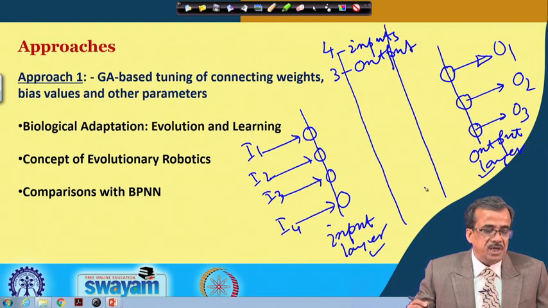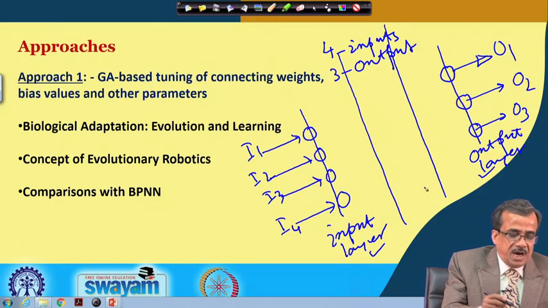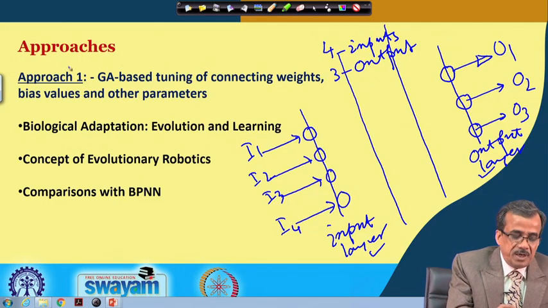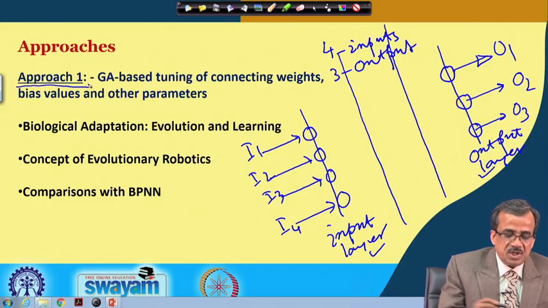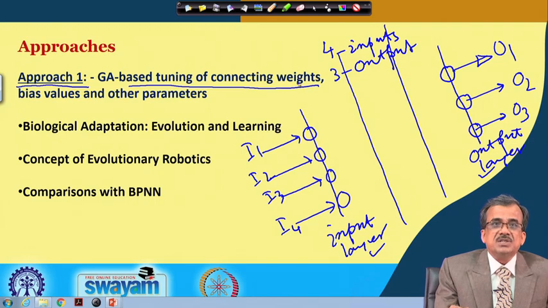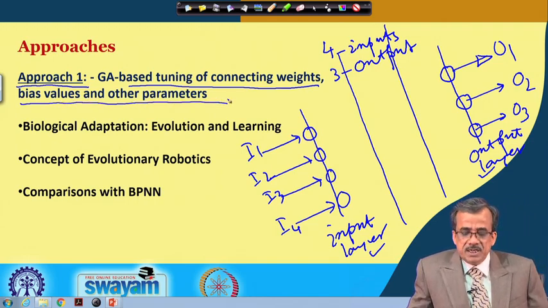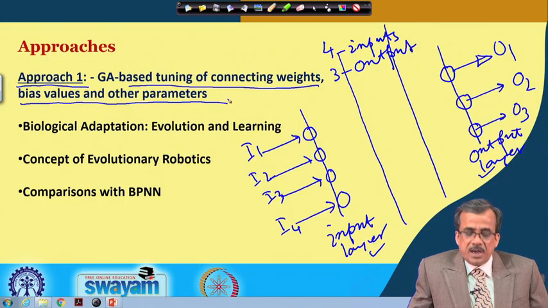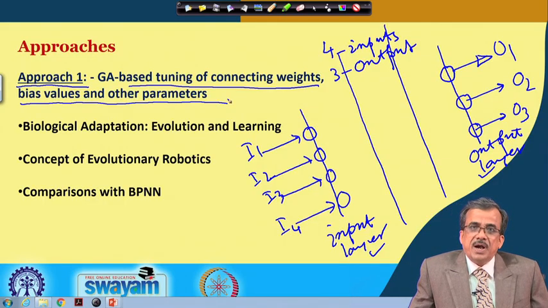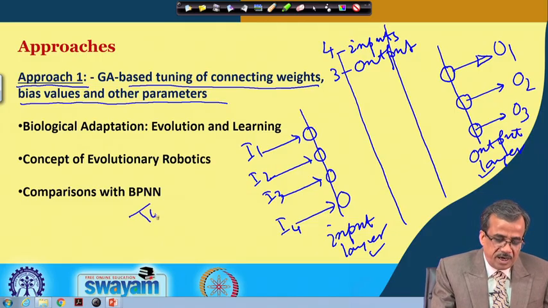Now, here we are going to discuss 2 different approaches to develop the genetic neural system. I am going to concentrate for the time being on approach 1, and that is nothing but genetic algorithm based tuning of connecting weights, bias values and other parameters. That means, in approach 1, we are going to consider a network having a known or fixed topology or architecture.